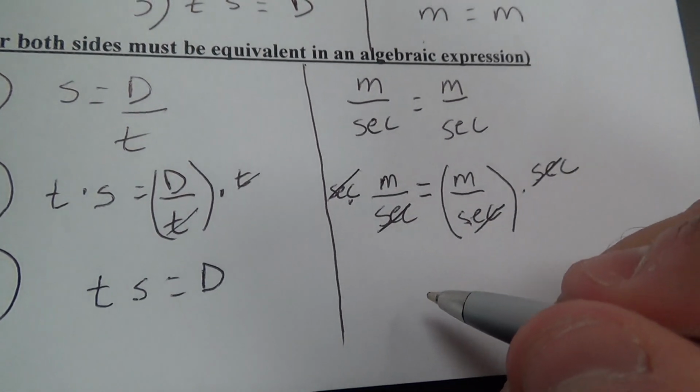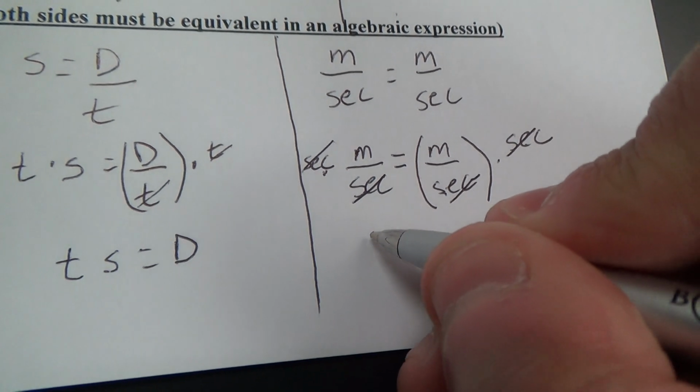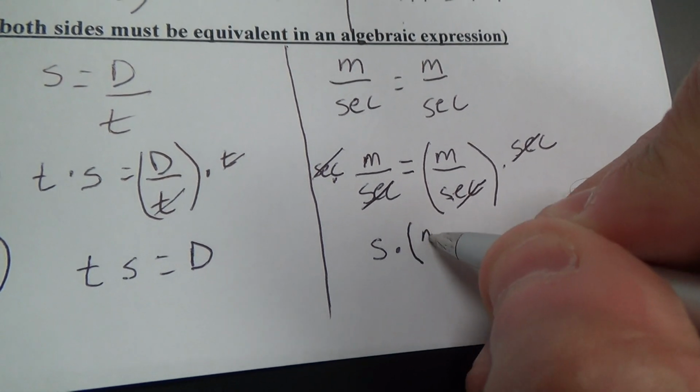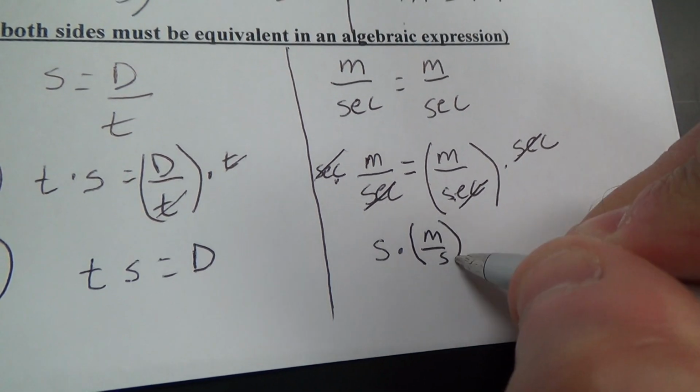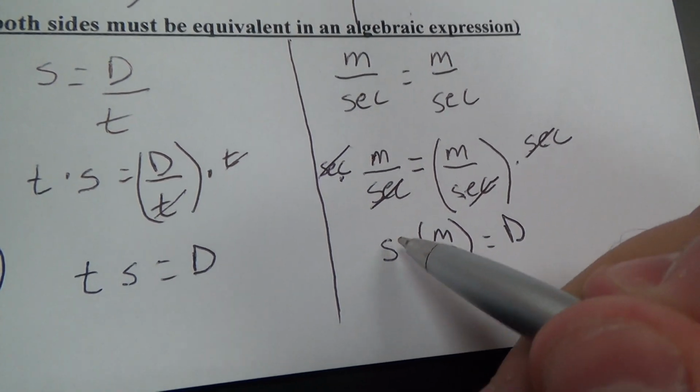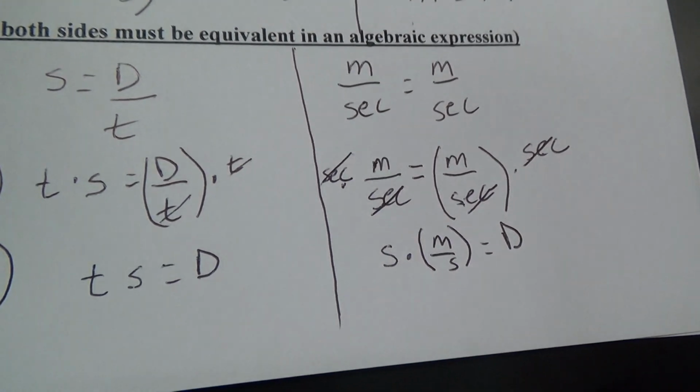Over here, what does that mean? Seconds times meters per second equals d, and that is correct, because what is distance? These guys cancel out, but wait a minute, watch this.